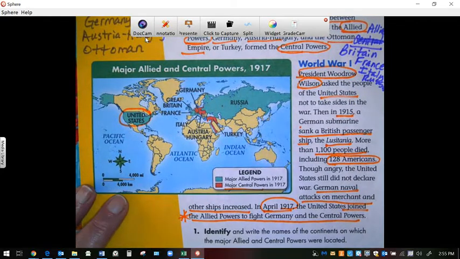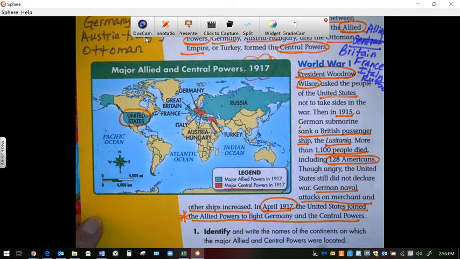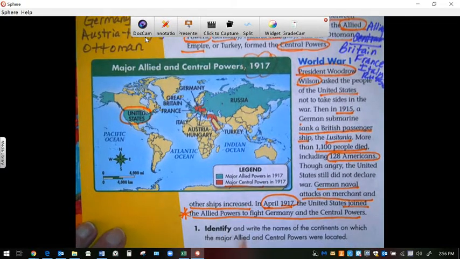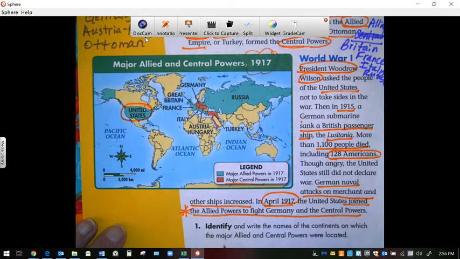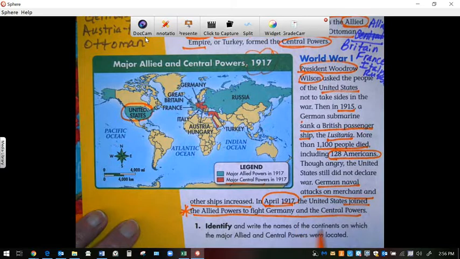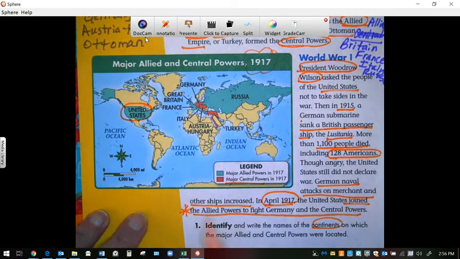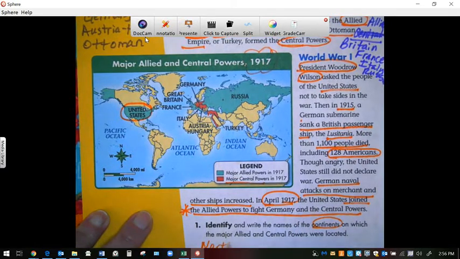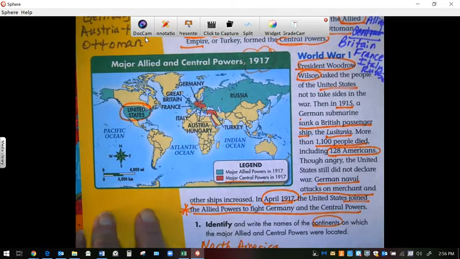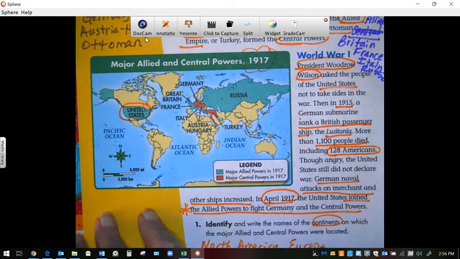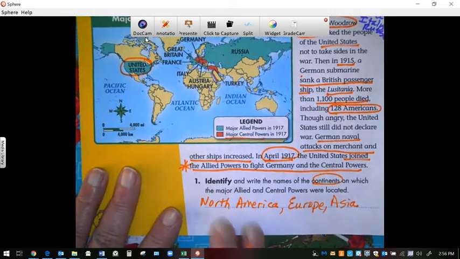So this map is a map of 1917. So all the green were Allied powers and the red were Central powers. It says, identify and write the names of the continents on which the major Allied and Central powers were located. And we're looking at continents. And the continents were North America, Europe, and Asia. Oh, sorry. Okay.